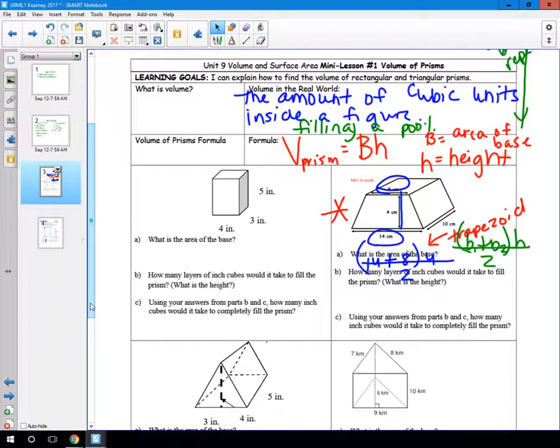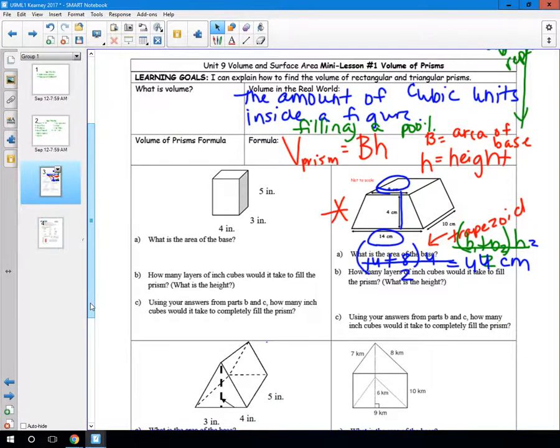Let's see, 14 plus 8 times 4 divided by 2, and I get the area of that trapezoid to be 44. So the area of my trapezoid is 44 centimeters squared because it's area. Now, the next thing, remember the formula for a volume of a prism, if we go back to the top, it's big B times H. So we've just found the area of the base.